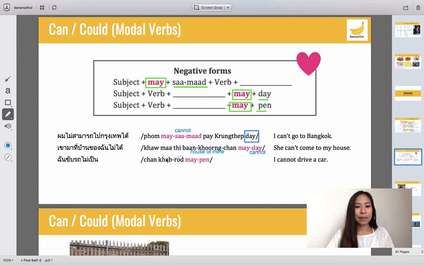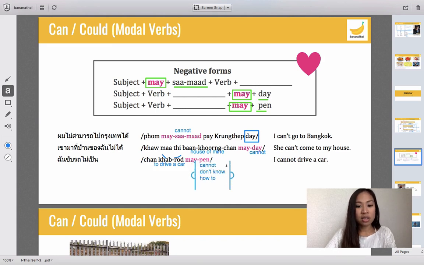Look, ขับรถ is to drive a car, the word รถ is a car. ขับรถไม่เป็น, see, ไม่เป็น is 'cannot' or 'don't know how to'. So basically I cannot drive a car, or I don't know how to drive a car. That's it: put the word ไม่ before the word can, สามารถ, ได้ or เป็น.